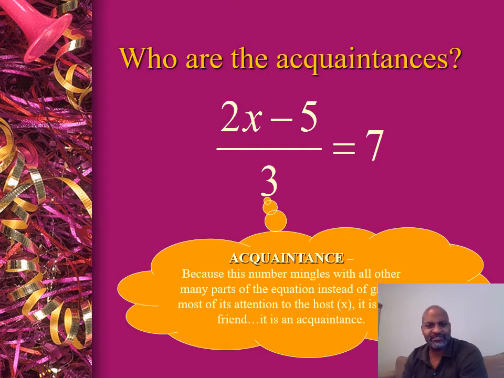And then you have acquaintances. This number mingles with all the other parts of the equation instead of giving most of its attention to the host. It's not a friend. It is not family. It's an acquaintance. So the 3 affects the 2 and the 5 and the x. Notice that 2 is family, minus 5 is a friend, and 3 is an acquaintance because it divides all of that on the top. The 7 is already out the door.